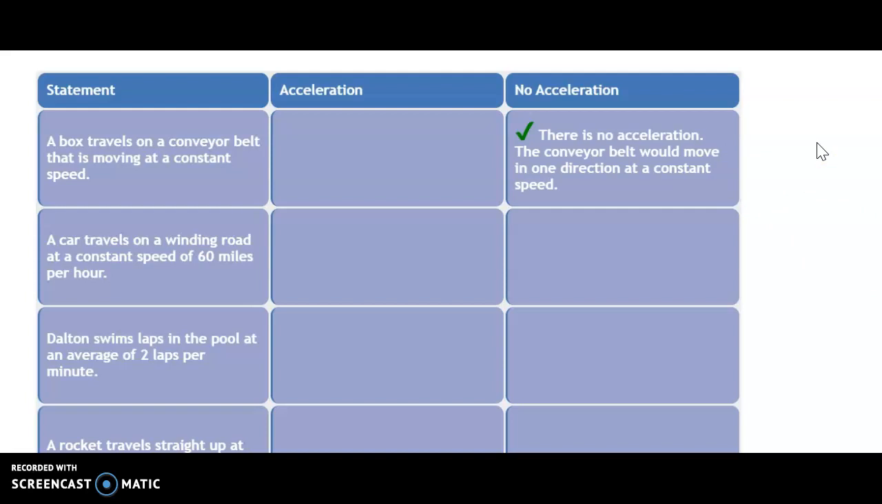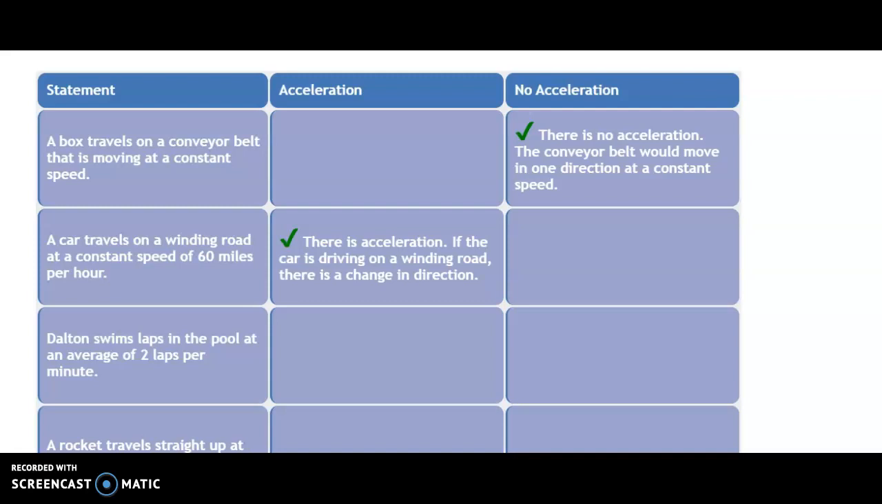Our next one reads, a car travels on a winding road at a constant speed of 60 miles per hour. Again, we can check, is it changing speed? Well, it says constant, so no, it's not. But what about direction? Well, the car is going on a winding road, which means that as it winds down this road, it will be changing its direction. Therefore, the car is accelerating.